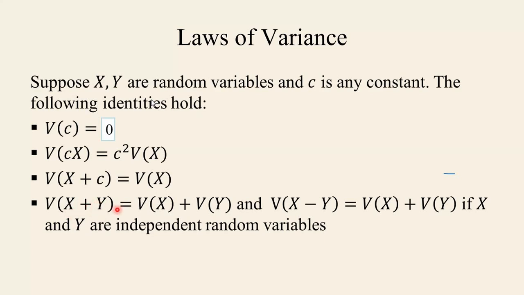variance of X plus Y is equal to variance of X plus variance of Y. Similarly, for subtraction also, variance of X plus variance of Y. But these formulas are only applicable when X and Y are independent random variables. Otherwise, you can't apply this formula. Also, look here, plus and here minus, but the final results in both are plus. Right?